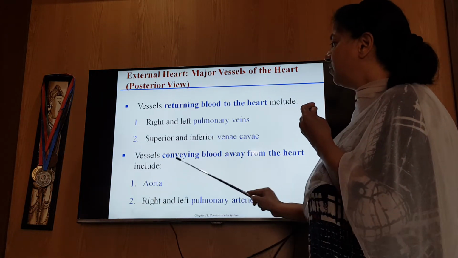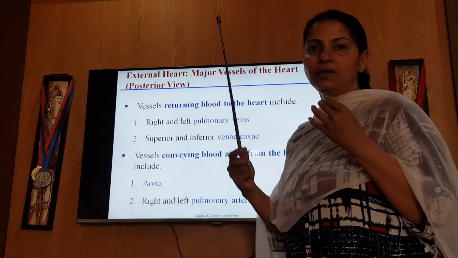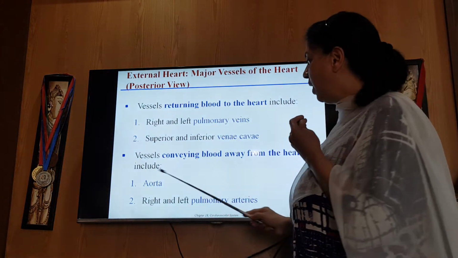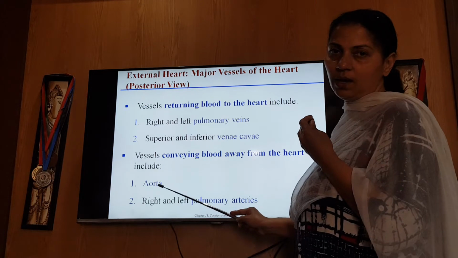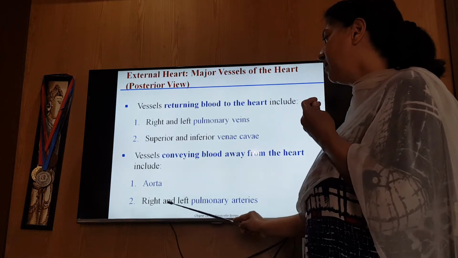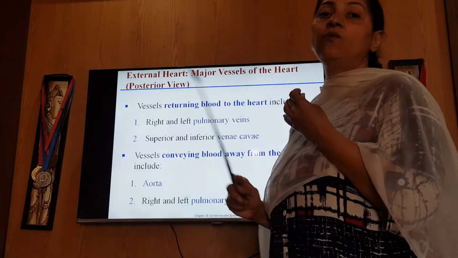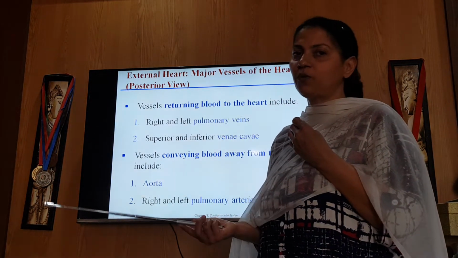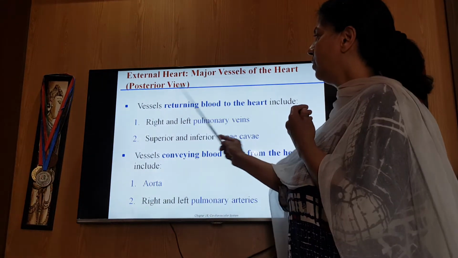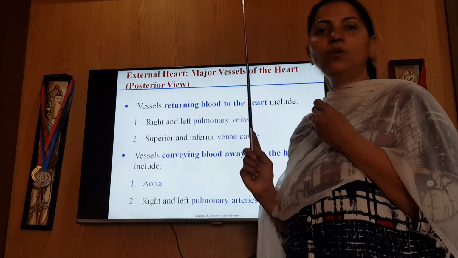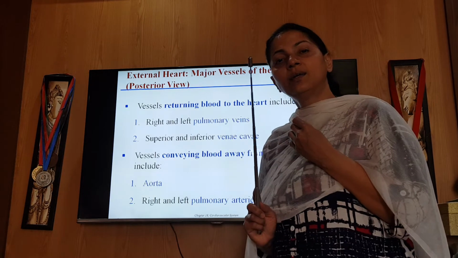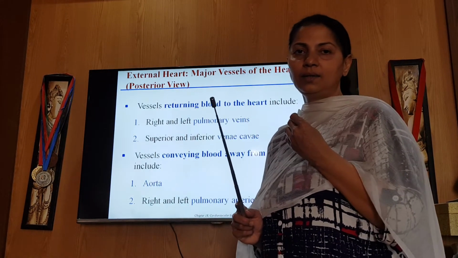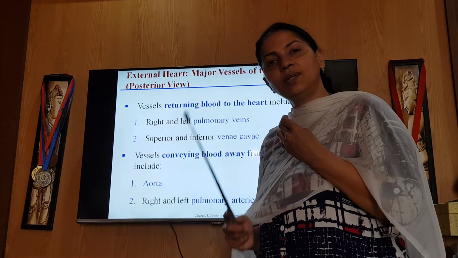Similarly, the large vessels conveying the blood from heart to the body are also going to be the same. On the left side, aorta. On the right side, right and left pulmonary arteries, which were the branches of pulmonary trunk. They came out from the right ventricle. So the large vessels are going to be the same. The only difference is going to be in the cardiac vessels, the vessels which are supplying the heart and the veins which are draining the heart.